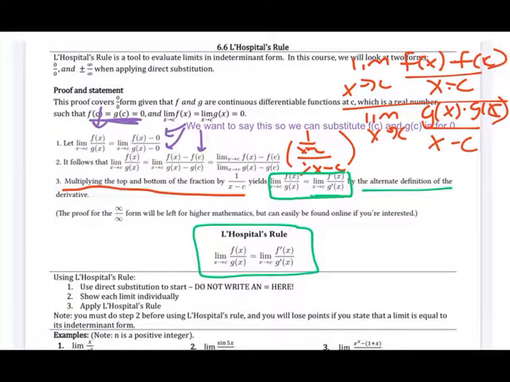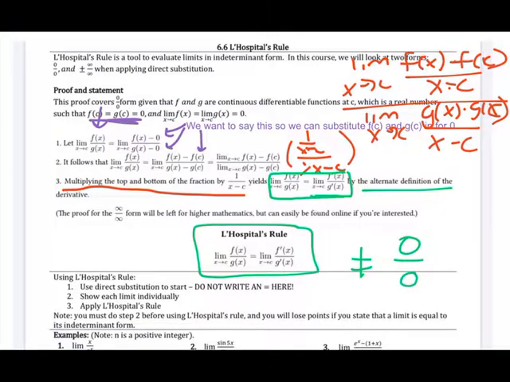A couple of hints, reminders, things that you should know about using L'Hopital's rule. You always have to start by using direct substitution. You have to have indeterminate form. And you cannot write that something is equal to 0 over 0.